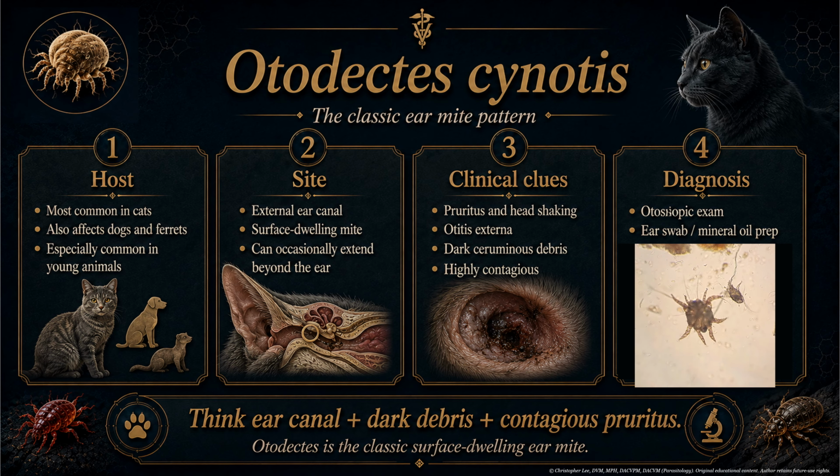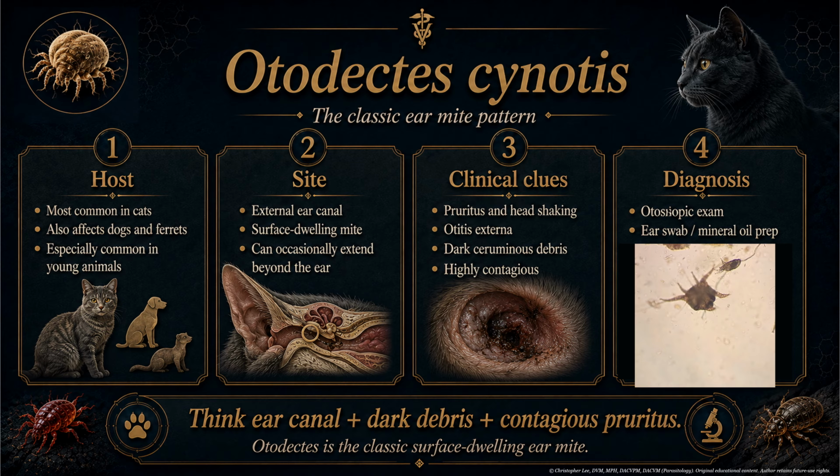Otodectes cyanotus is the classic ear mite pattern. Its name nearly gives away the case. Oto means ear, dectes means biter, and cyanotus refers to the dog ear. Put it together, it essentially means the ear biter of the dog ear. The name reflects its history and can be misleading today. Hering originally described the mite from the canine ear mange in 1838, although today it is encountered most characteristically with cats, especially young cats.